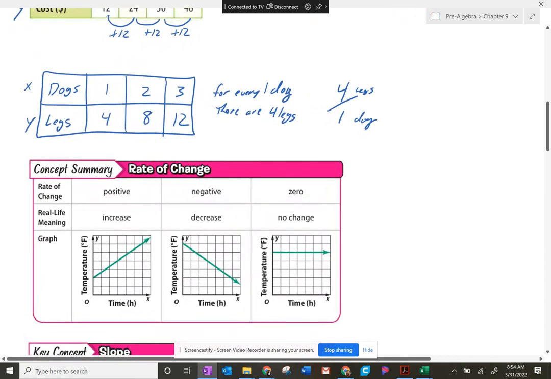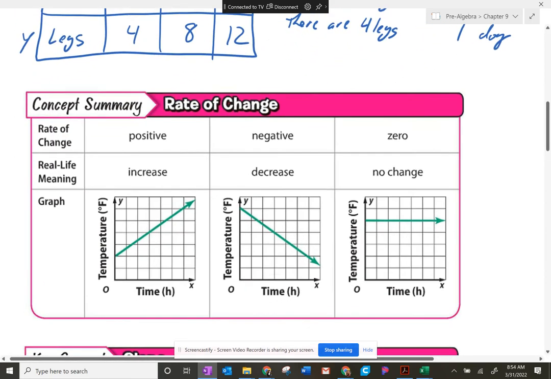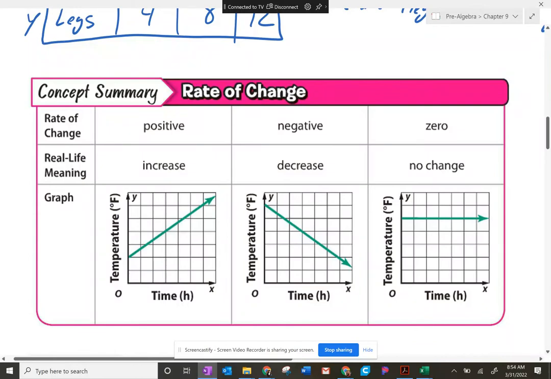When you put this together, I'll zoom in even more. When you use those rates of change that we just did, 2 of the 3 were positive rates of change, meaning that if we were to graph it, it's going to go up. It's going to look like this shape right here. Okay, up, up, and away. Because the more you do, again, we had 1 dog had 4 legs. We had 2 dogs, they'd have 8 legs. It's going to keep on getting more and more as we go up.